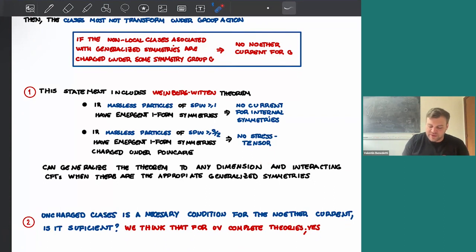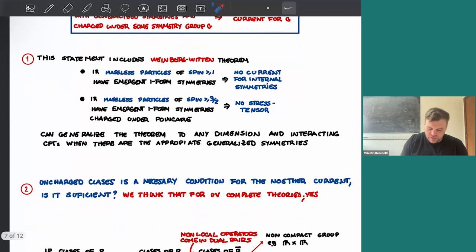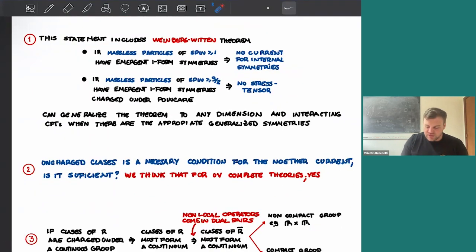And it can also be applied to theories that do not have a specific particle content. For instance, it's applied to interacting CFTs when these CFTs have the appropriate generalized symmetries, of course. An important point is that this theorem indicates that uncharged classes is a necessary condition for the existence of a Noether current. Namely, if we want to find a theory with a Noether current, we need to check that all non-local classes must be invariant under such symmetry.